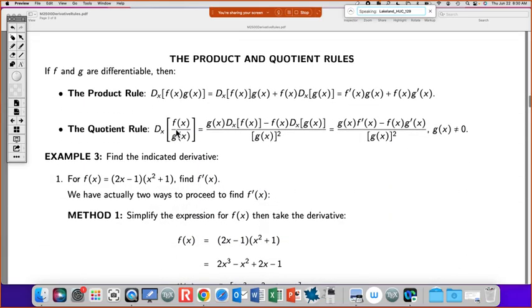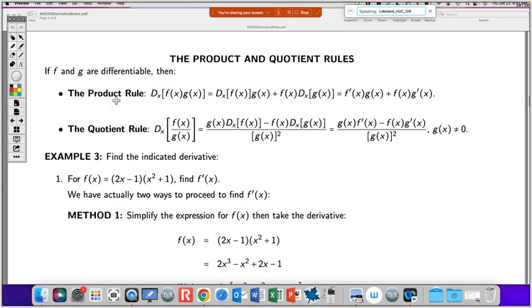Okay, more rules. How does the derivative work with products and quotients? Limits work just fine with products and quotients, as long as you're not trying to divide by 0. But here we're looking at rates of change and slopes. So here's the product rule. I'm taking the derivative of the product f of x times g of x.